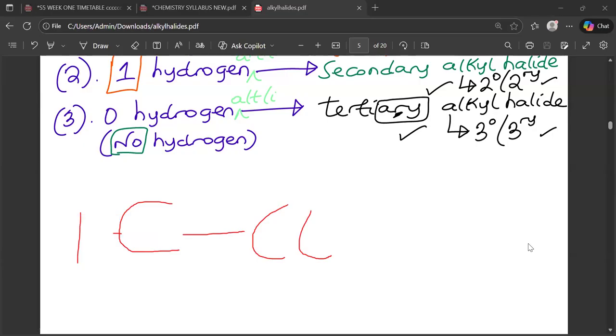Sudais, you speak. Excuse me, sir. Yes, Sudais. So I was asking what the 1 degree, the 2 degree, and 3 degree represent? 1 degree is primary, 2 degree is secondary, 3 degree is tertiary.